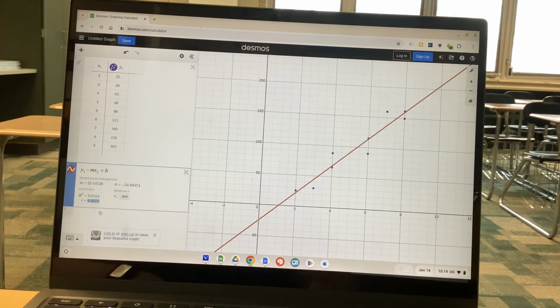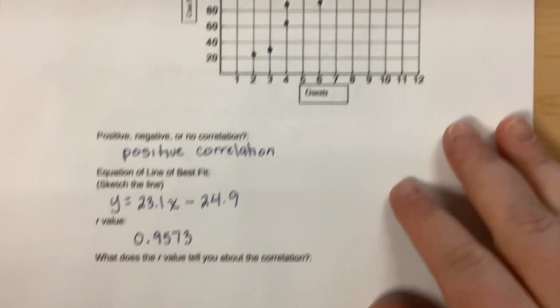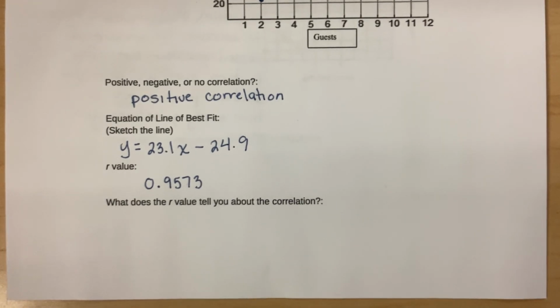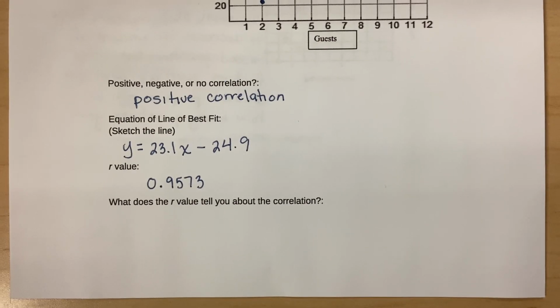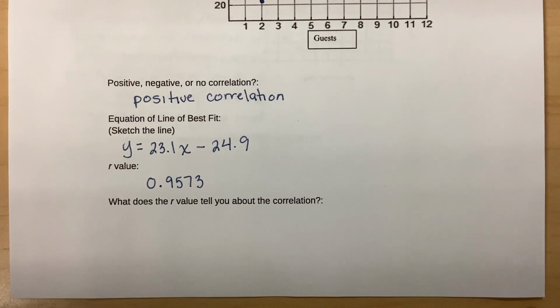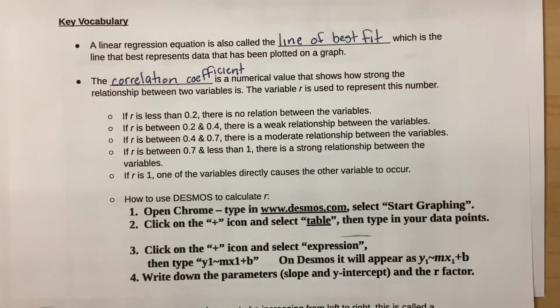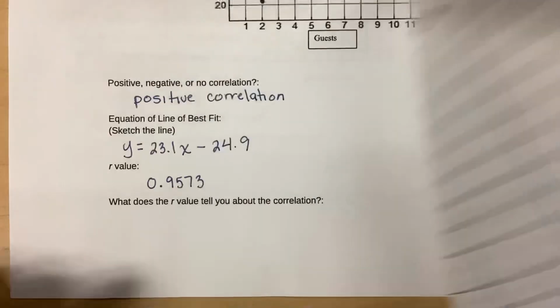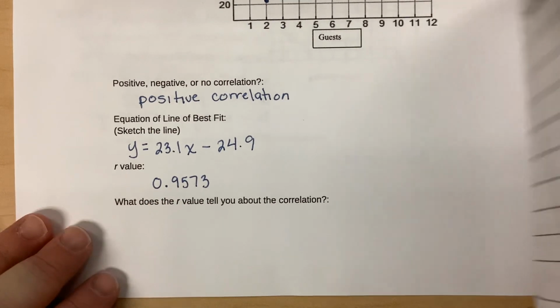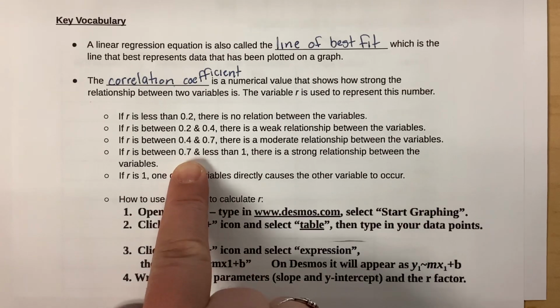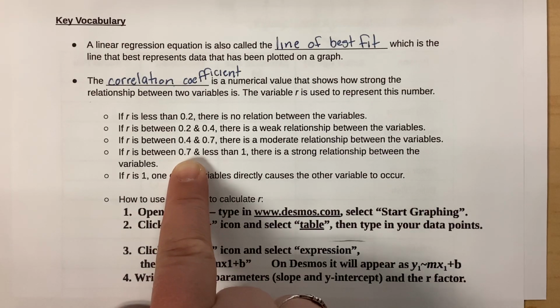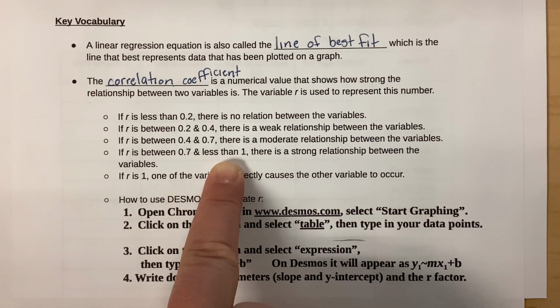0.9573. Okay? All right, so let's go ahead and take a look at what I've written down, which is all the information I just talked about. Now, the last question we need to answer is, what does the R value tell you about the correlation? So if you go back to that front page that we talked about, our correlation coefficient is 0.9573. So that falls into this bullet point right here. It is above 0.7 but less than 1. That means it's a strong relationship.